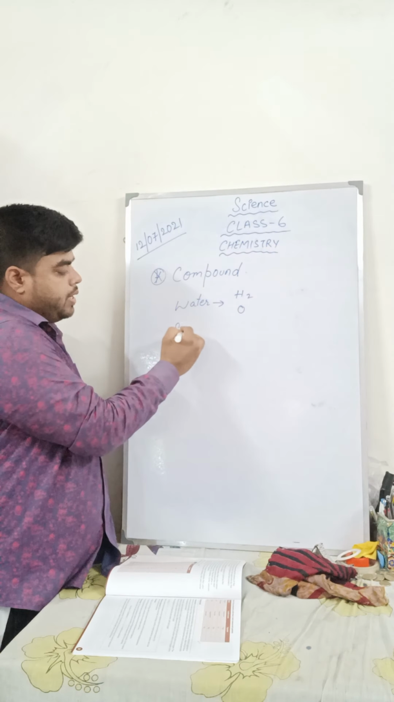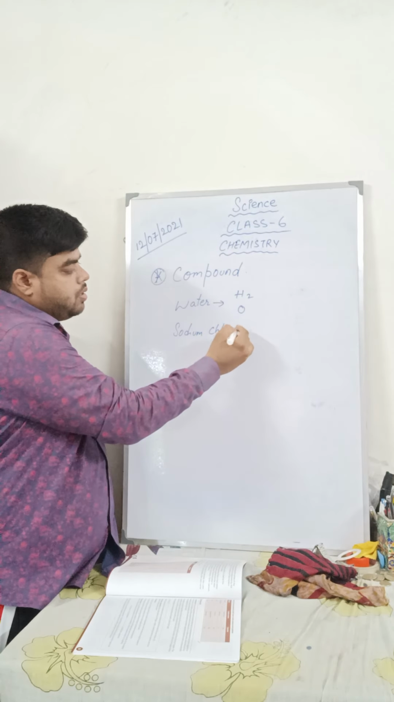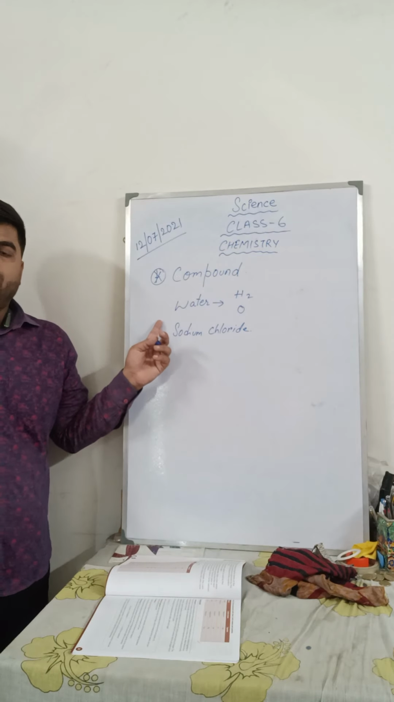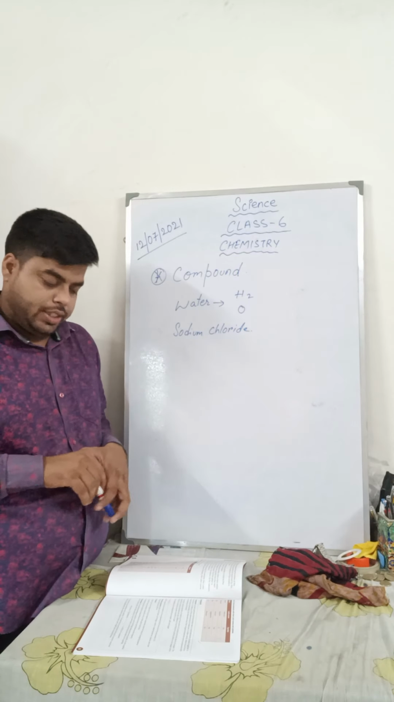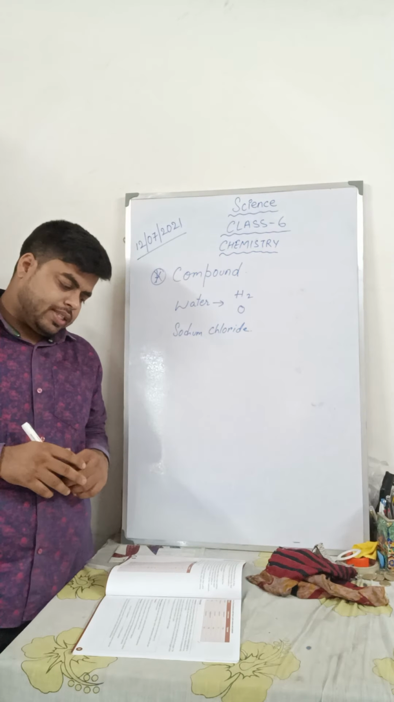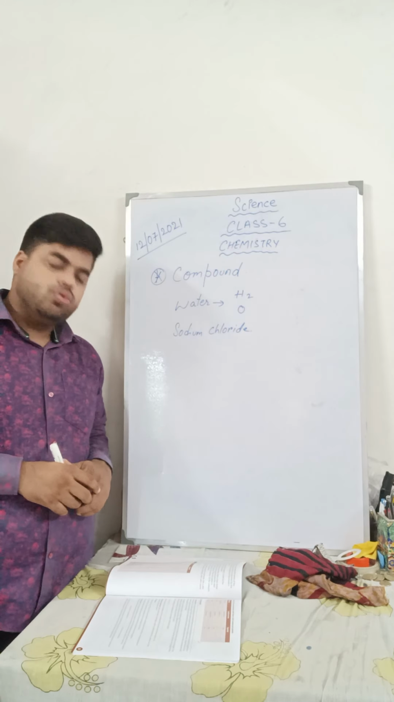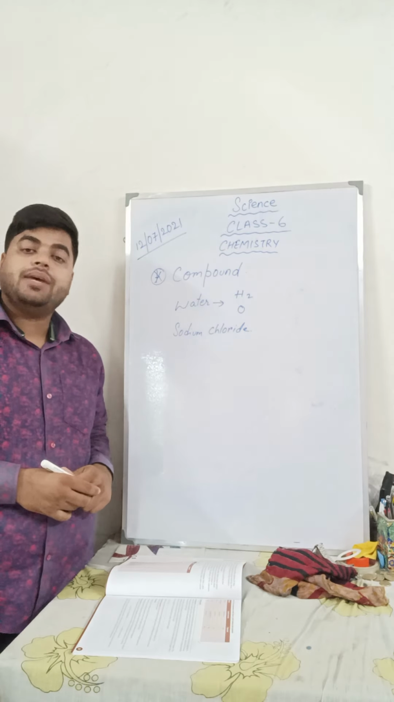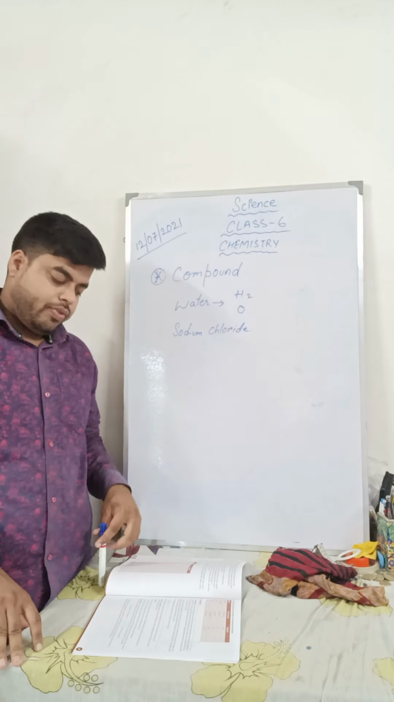Then sodium chloride. All these are compounds because they are a mixture of two or more elements in a fixed ratio. A compound is a pure substance formed when two or more elements combine together in a fixed ratio. That is what I have already said. It is made up of the same kind of molecule. So, a compound is made up of the same kinds of molecule.